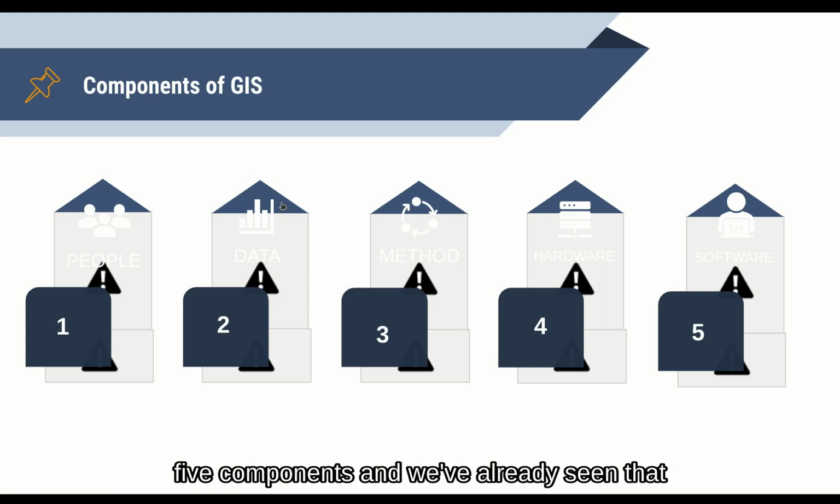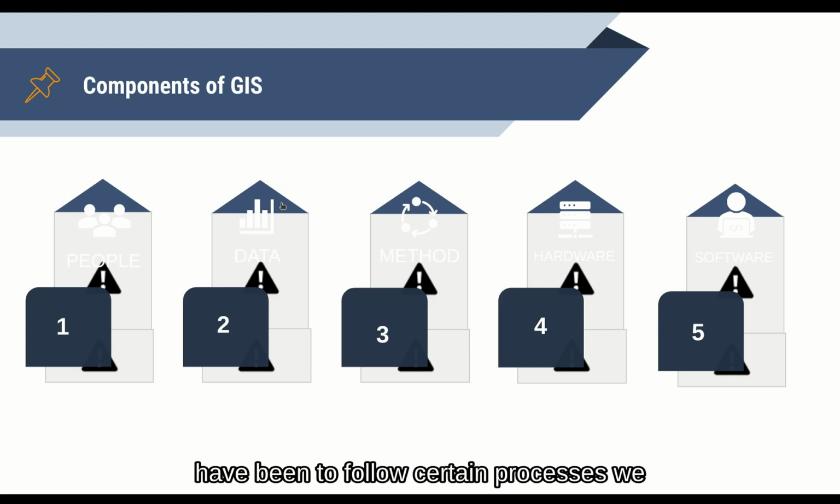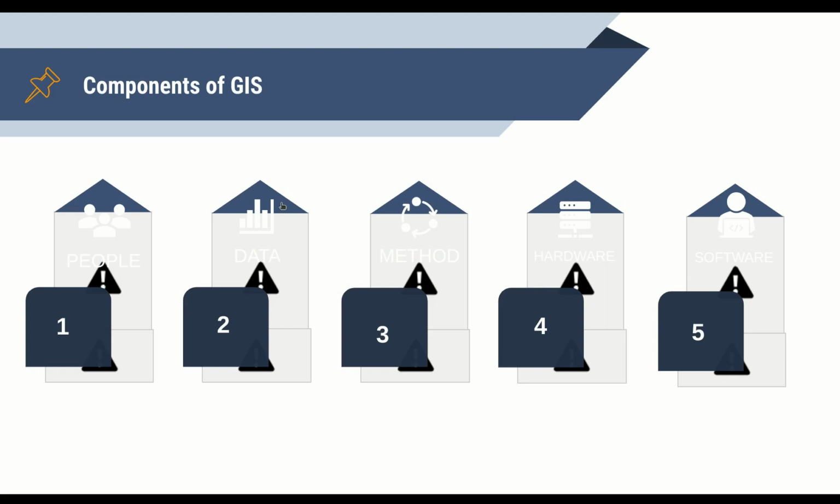And we've already seen that, for example, people, yourself and myself are people. We are going to load data, we are going to follow certain processes, we are going to use our computers, and we are going to use QGIS software for our work. So simply put, in that sentence, we've mentioned all the components of GIS.